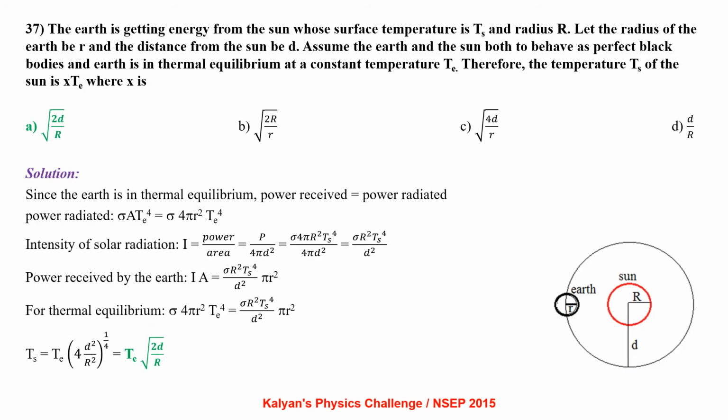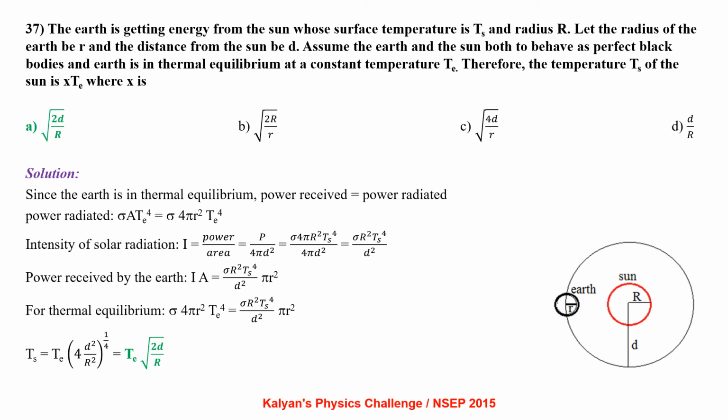The earth is getting energy from sun whose surface temperature is Ts and radius capital R. Let the radius of the earth be small r and the distance from the sun be d. Assume the earth and sun both behave as perfect black bodies and earth is in thermal equilibrium with the constant temperature Te. Therefore, the temperature Ts of the sun is x times Te, where x is.